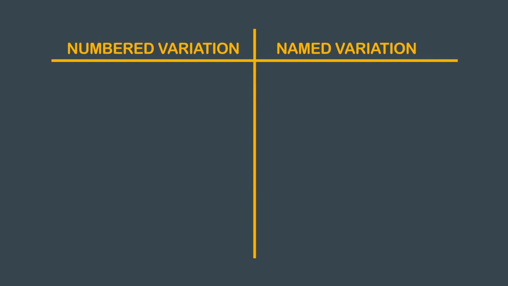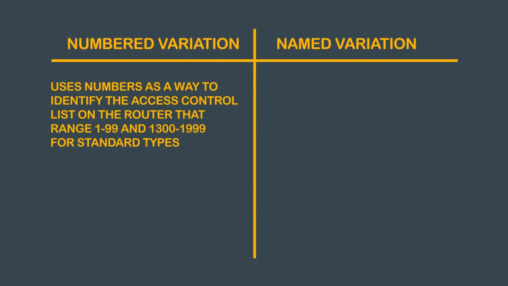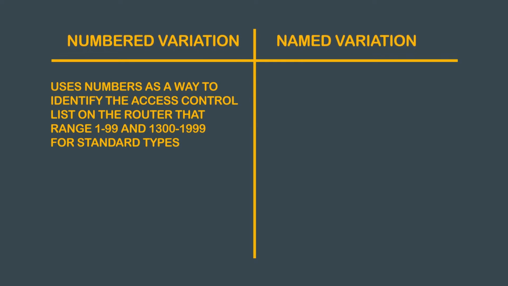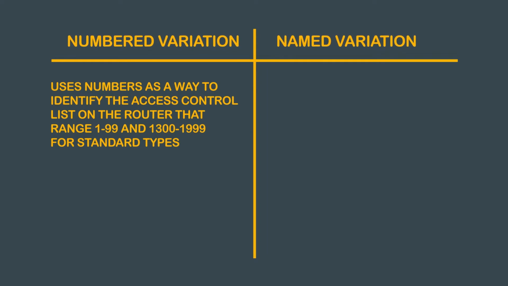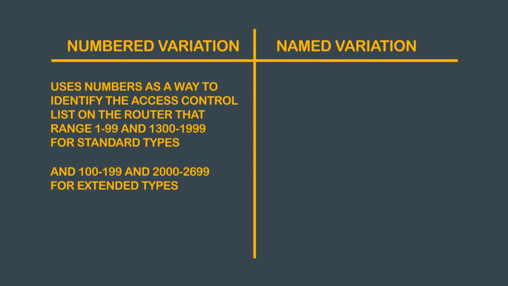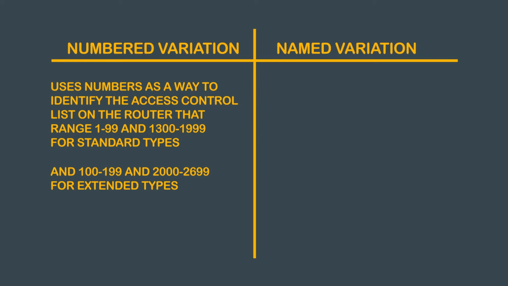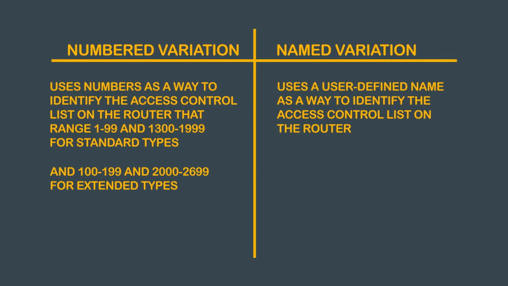However, these two main types both have a numbered variation and a named variation. Numbered variation uses numbers as a way to identify the access control list on the router that range from 1 to 99 and 1300 to 1999 for standard types, and 100 to 199 and 2000 to 2699 for extended types. Named variation uses a user-defined name as a way to identify the access control list on the router. Now that we have discussed the different types of access lists, let's move on to configuring each of the access control list types.